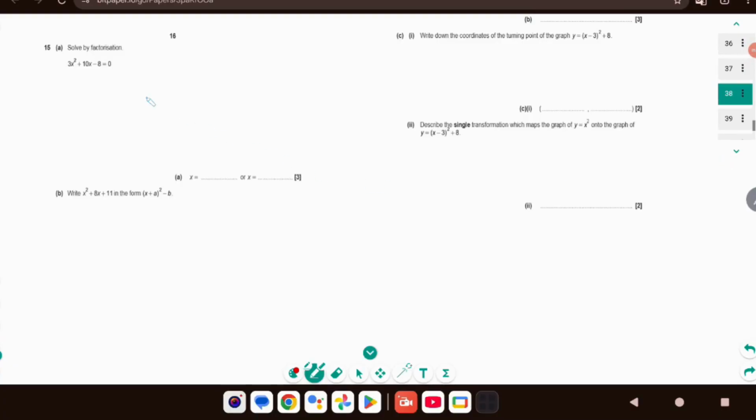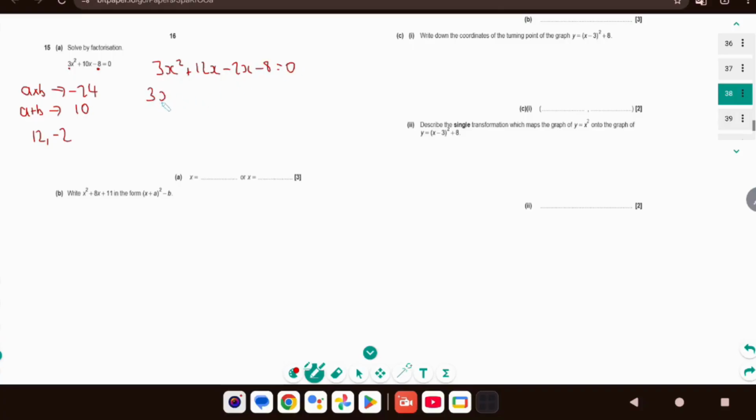Solve by factorisation. There's a few different ways of factorising when the coefficient of x squared is bigger than 1. I'm going to use the splitting down the middle method. So 3 times negative 8 is negative 24. So I'm looking for two numbers that multiply to give negative 24 and add to give 10. 12 and negative 2. I'm going to split down the middle. 3x squared plus 12x minus 2x minus 8 equals 0.